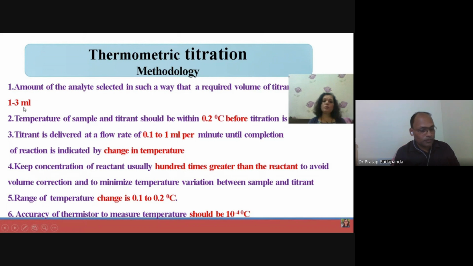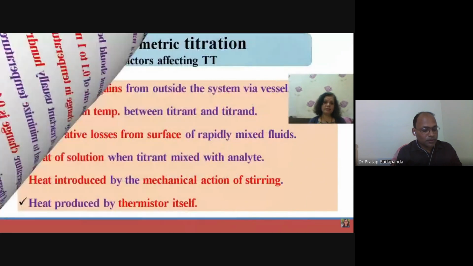So, the equivalence point should be in this particular range of 1 to 3 ml of the particular analyte when it reacts with your titrant. So, keep the concentration of the titrant 100 times greater than the analyte to avoid the volume correction or to minimize the temperature variation between the sample and the analyte. So, your titrant should be 100 times greater in concentration with respect to your analyte. The thermistor which we are going to use to measure the temperature should have an accuracy up to 10 to the power minus 4 degrees Celsius.